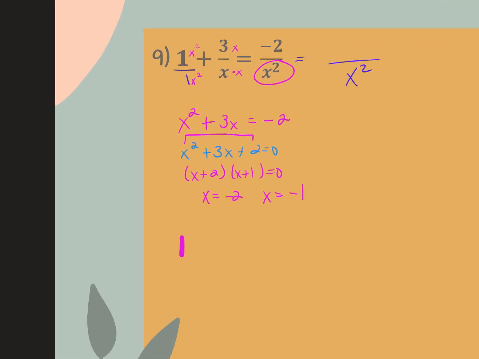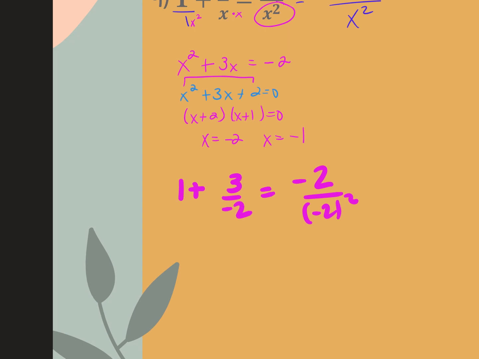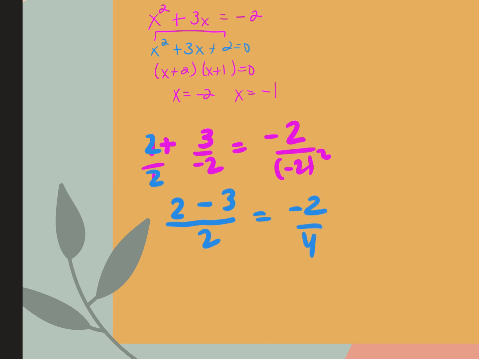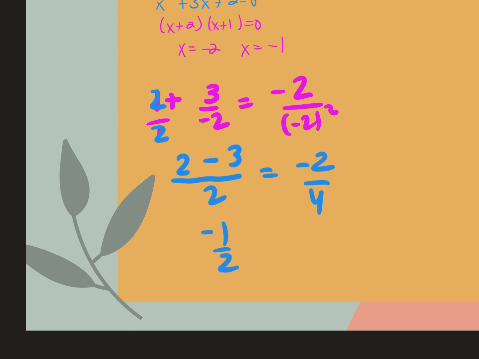If I plug in negative 2, I have 1 plus 3 over negative 2 equals negative 2 over what? Negative 2 squared. So what's another way I could write 1? 1 over 1, okay. If I'm going to add these two together, or subtract them really, what do I need to have? A common denominator. What's my common denominator going to be between 1 and 2? Okay, so we're going to make this a 2, then this becomes a 2. You guys agree? So this is 2 minus 3 over 2 plus a negative. Then I have negative 2 over 4. What's 2 minus 3? So negative 1/2 equals negative 1/2. We're good?